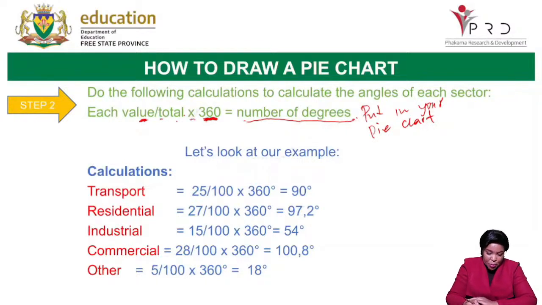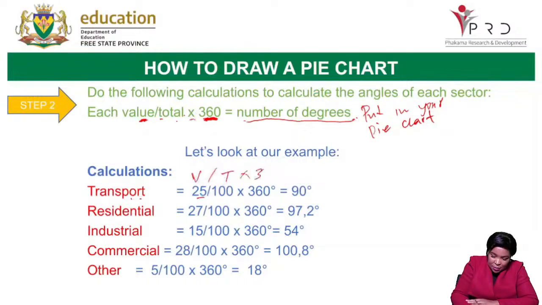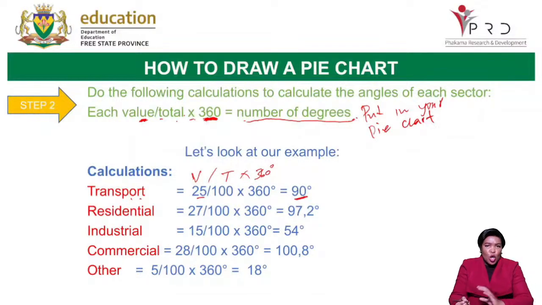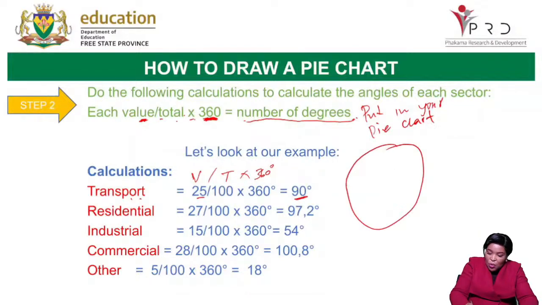Now let us look at our example. Transport, we said it is 25. So our 25 is our value divided by the total. So value divided by total multiplied by 360. Then when you do that on your calculator, it will give you 90 degrees. So once it gives you 90 degrees, you must be happy, because on your pie, you draw your Cartesian plane like this, you know that this angle here is 90 degrees. So already you see that you have your transport sector here that is emitting 90 degrees.